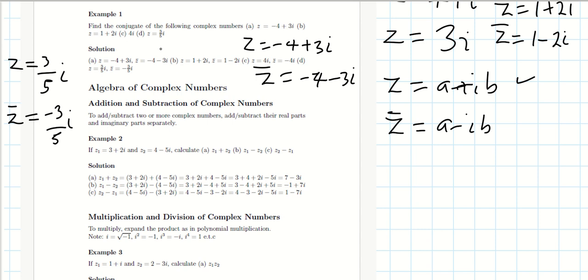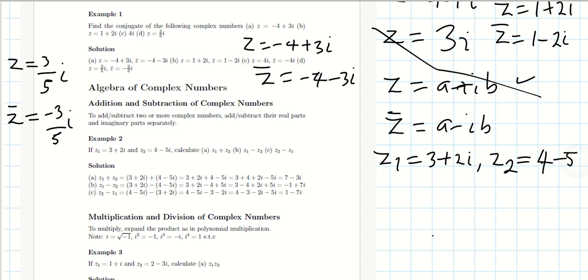In example 2, we are asked to find z1 plus z2, where z1 is equal to 3 plus 2i, and z2 is equal to 4 minus 5i.